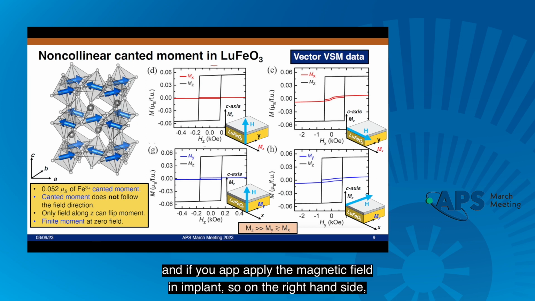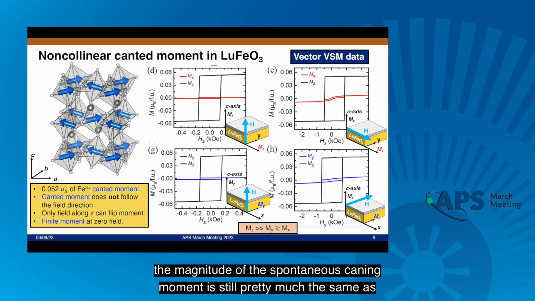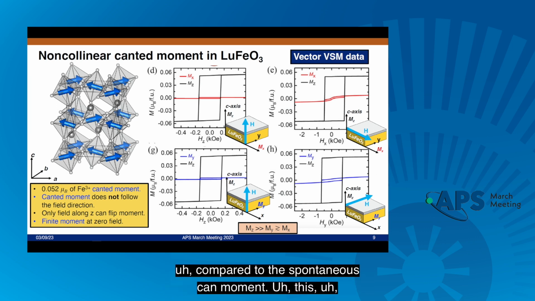And if you apply the magnetic field in plane, on the right-hand side, we have an experiment where we apply the magnetic field in plane and monitor the magnetization in all three directions. And here you can see even when you apply the magnetic field in plane, the spontaneous canting moment still dominates the magnetization in this material. The magnitude of the spontaneous canting moment is still pretty much the same as the middle part. The moments along x and y directions are still pretty small compared to the spontaneous canting moment. This is pretty much the same as the magnetization if you apply the field along the z-axis.